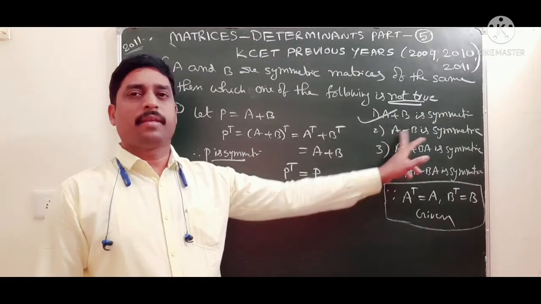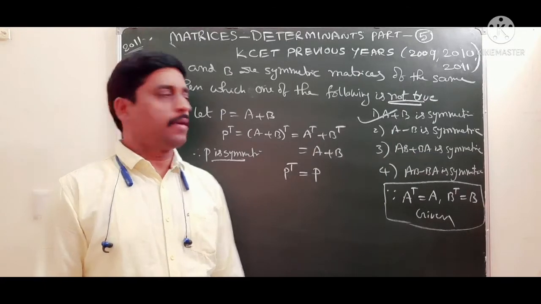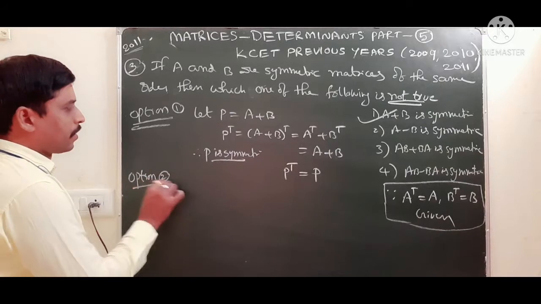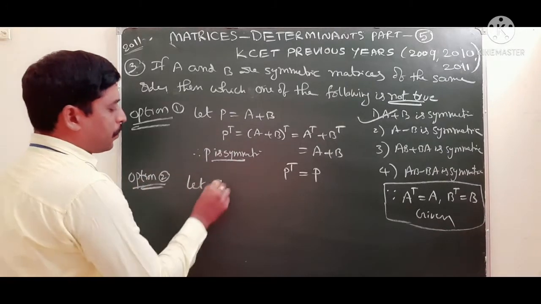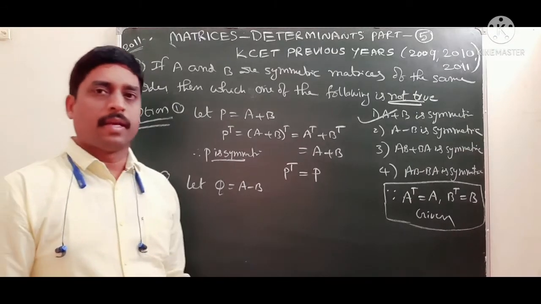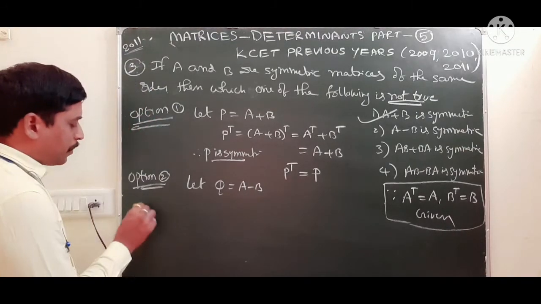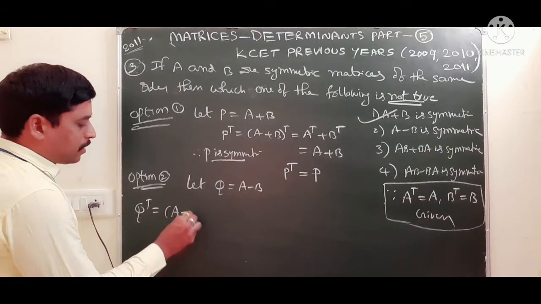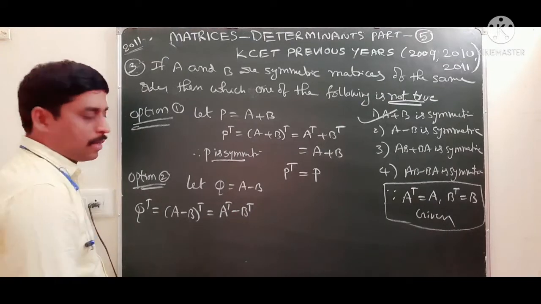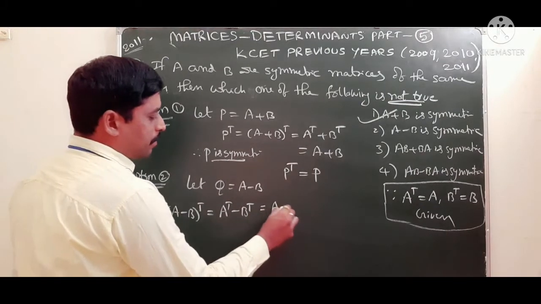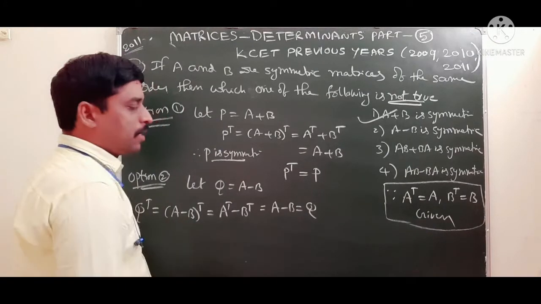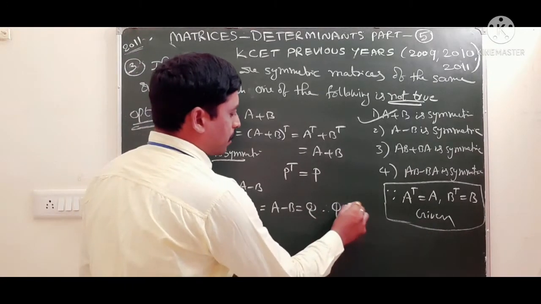Next, second, A minus B is symmetric. A minus B. So let us take option 2. Let Q is equal to A minus B. Now taking transpose on both sides, Q transpose is equal to A minus B whole transpose. This will be A transpose minus B transpose. This is equal to A minus B. This is equal to Q. So Q transpose is equal to Q, therefore Q is also symmetric.